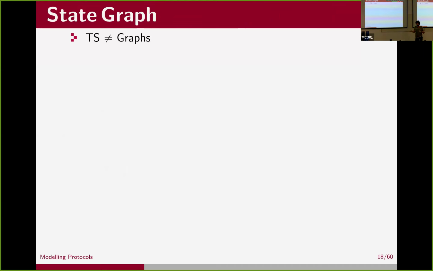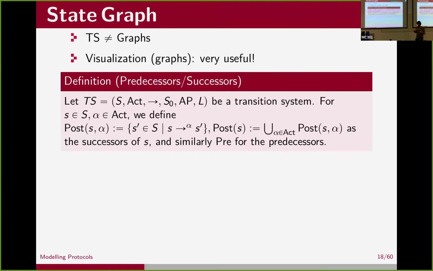So how do these pictures come about? These transition systems are not graphs per se, but these graph visualizations that we've been using are very useful. So how do we build these graphs? They have a very concrete definition. We want to be able to reason about the steps that we take in the graph, so we have this definition of predecessors and successors in a transition system.